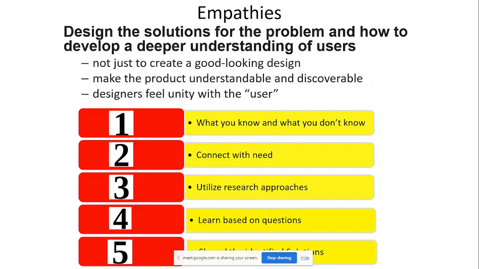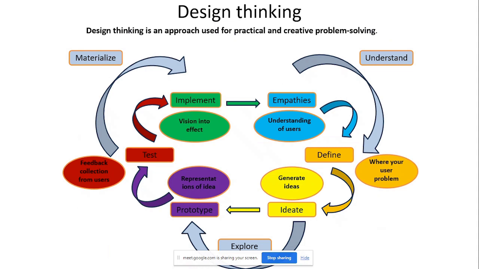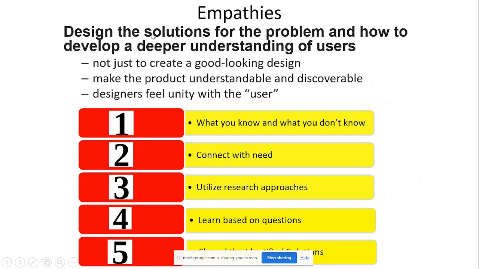After thinking, here you see there are six things I told you, isn't it? Empathize, define, ideate, prototype, test, and implement. Here I want to explain every step individually. The first step is empathize. Empathize means designing the solutions for the problem and developing a deeper understanding of users. So empathize is related to the understanding of problems.